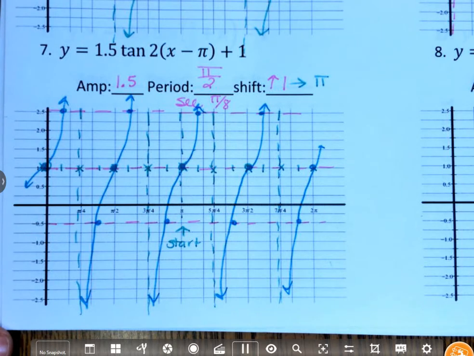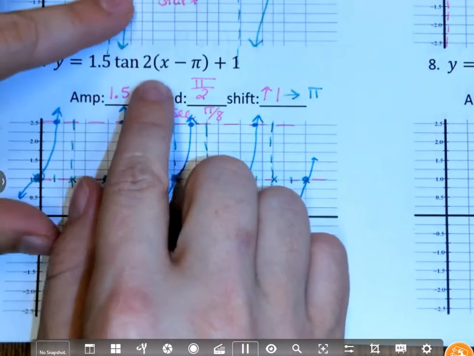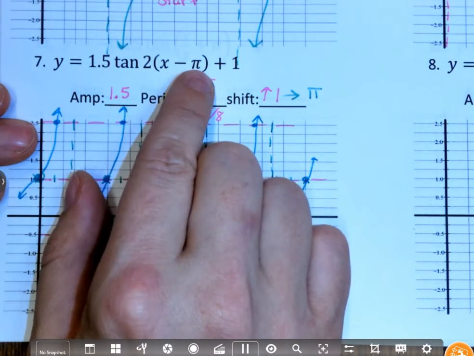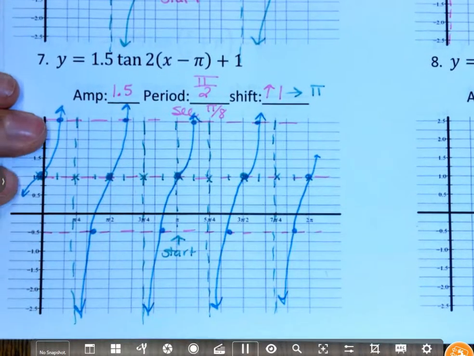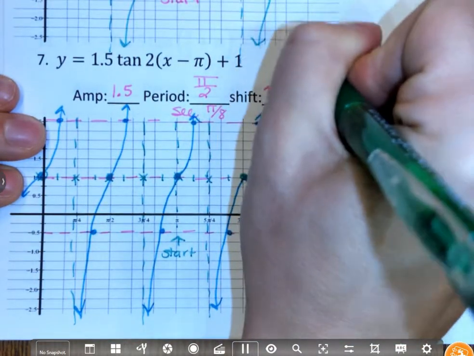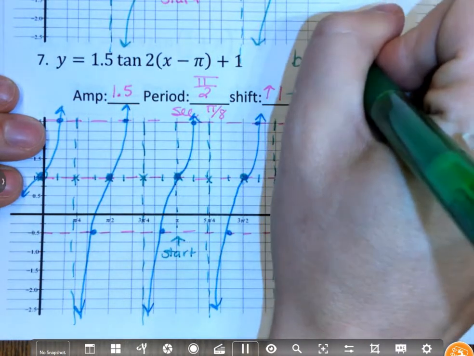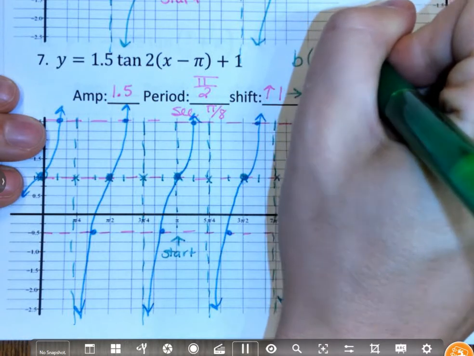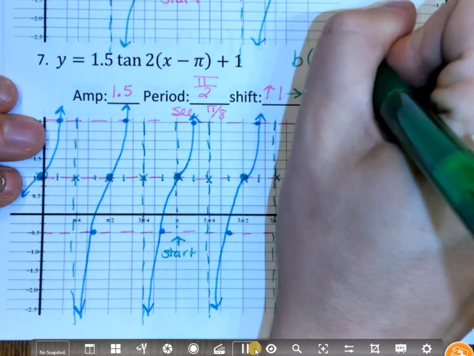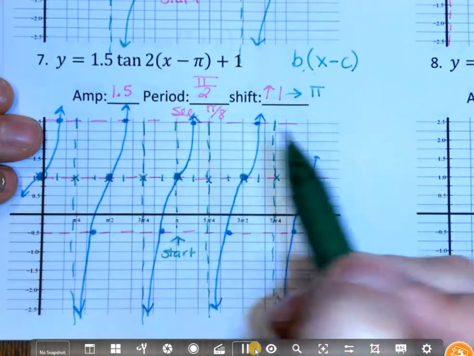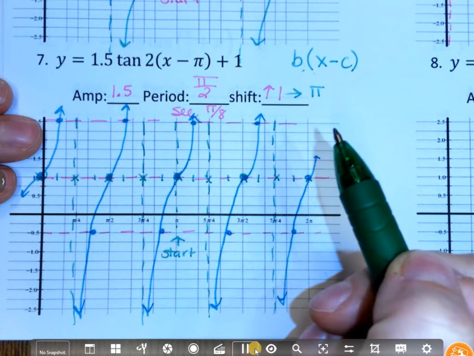Thad? Because you see how my 2 is already factored out? With a 2 already factored out, I don't need to do anything with this. That's what we want to see. We want to see b times x minus, I don't know what variable I said. Minus, what variable were we? I think that's c. We'll put a c there. That's what we want to see. So it's already taken us to that point. So we don't need to do anything more.